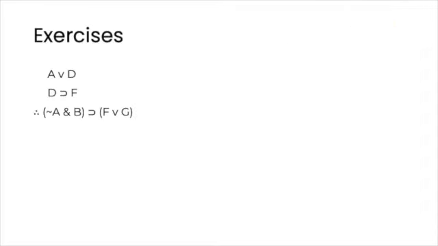Let's do, as a final exercise, a derivation for this argument. As always, we start with our premises, and we can see that the antecedent of our target conditional is itself a complex sentence, not A and B. And that's exactly what we write as our assumption. Remember that our assumption is whatever sentence is the antecedent of our target conditional, regardless of what kind of sentence it is. Our goal is now to prove F or G.